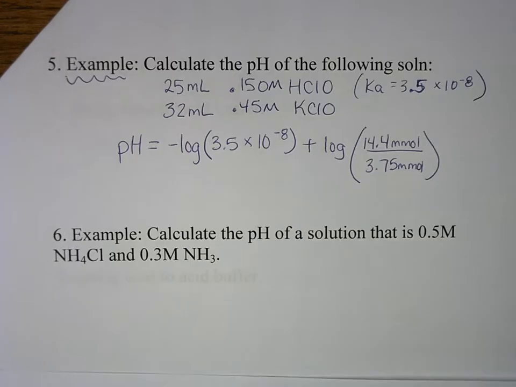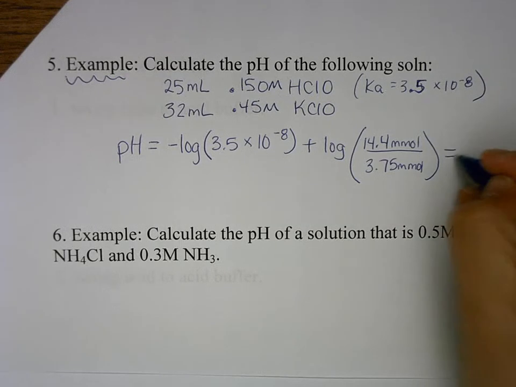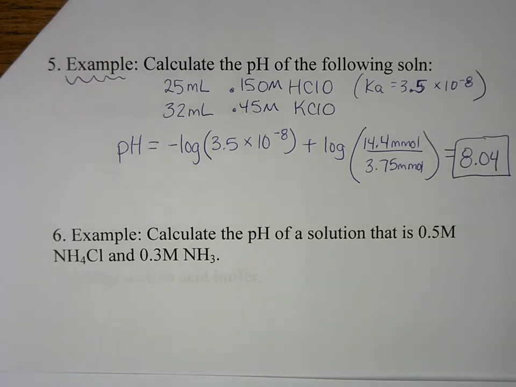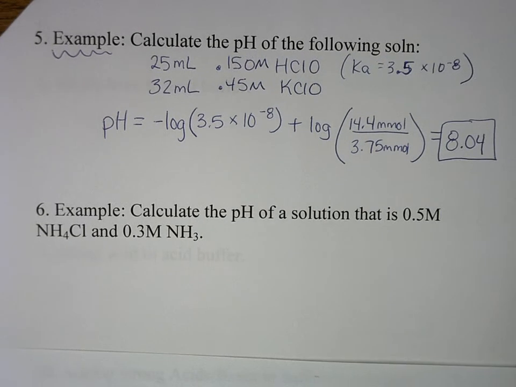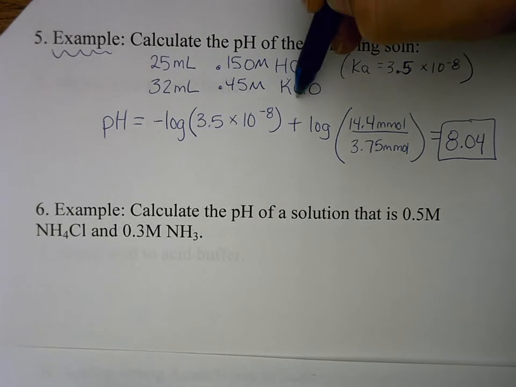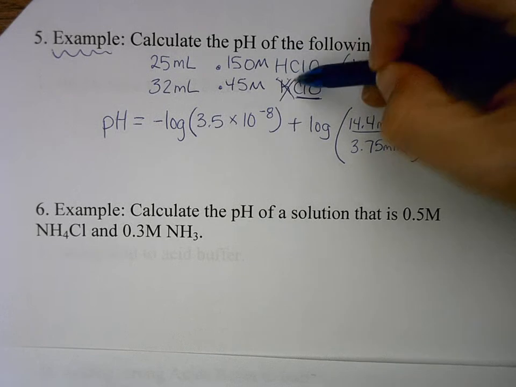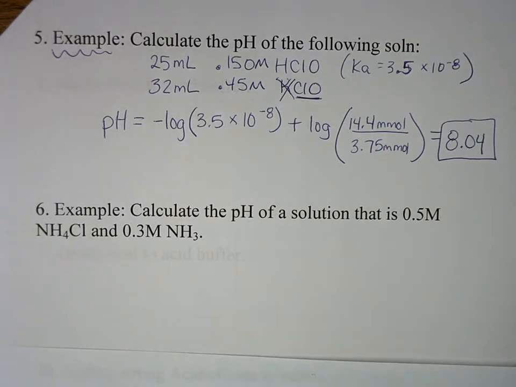What did you get as an answer for the pH? Like 7. Almost 7. 8.04. How do you know which one goes on top or on the bottom? The base goes on the top. So the one that is the conjugate base, which is this one right here, because the potassium crosses out basically, and the acid goes on the bottom.